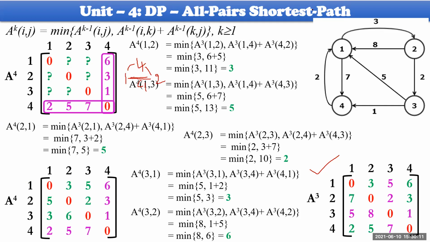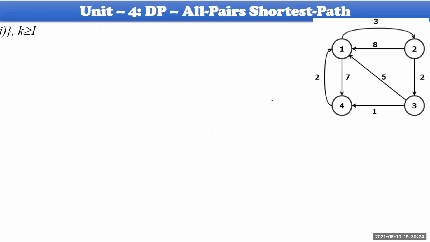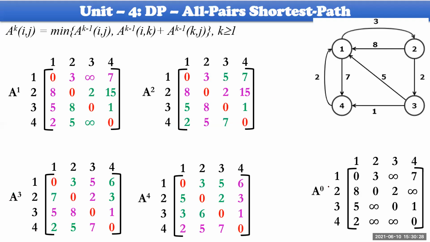So the number of vertices is 4. Therefore, the 4th matrix also gets identified. So the problem is over. Therefore, I'd like to collect all those things and place them into a single area. Look at this. So this is the actual original matrix. The distance between 1 to 1 is 0, 1 to 2 is 3, 1 to 3 is actually infinity. There is no direct edge.